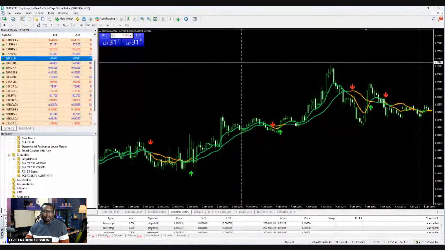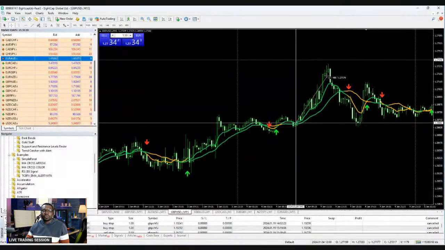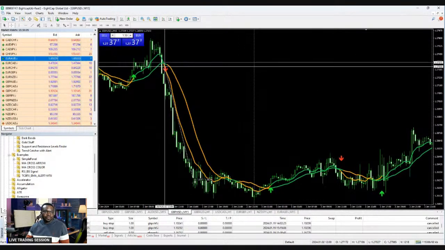You have to always use risk to reward ratio. Very important. Risk to reward 1 to 2. You get out at 1 to 2. Look at that. Beautiful.